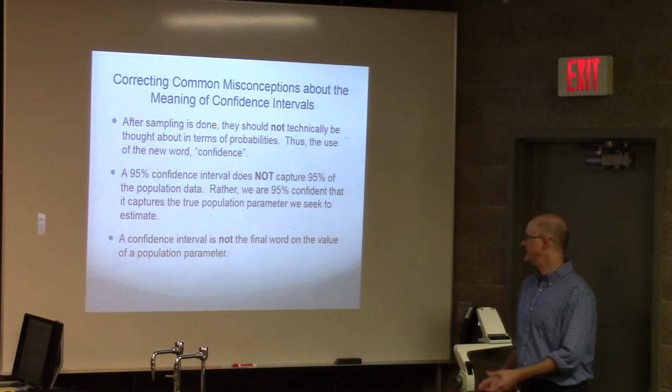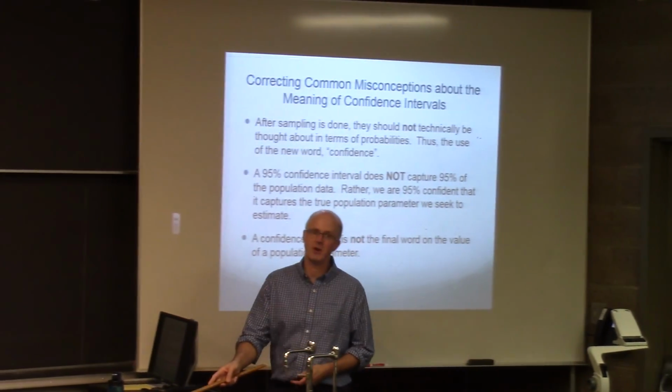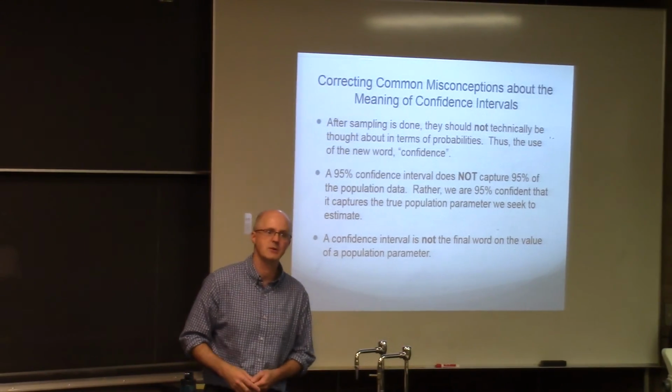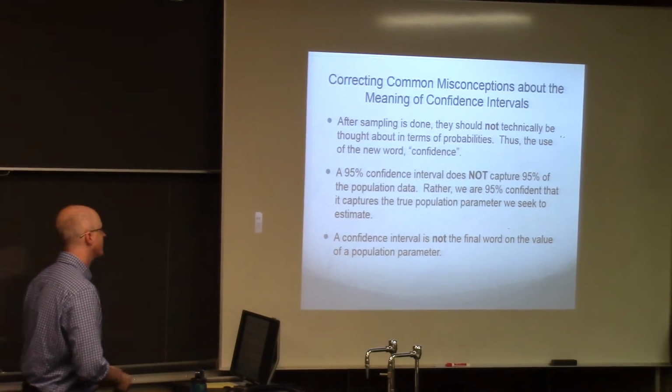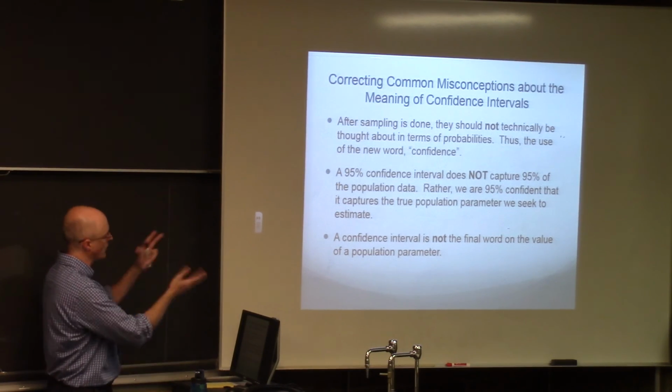A confidence interval is not the final word on the value. For one thing, it might not contain mu, and you might want to do other studies to try to pin mu down more precisely. So those are some basic misconceptions people sometimes have. I'm trying to correct them there.